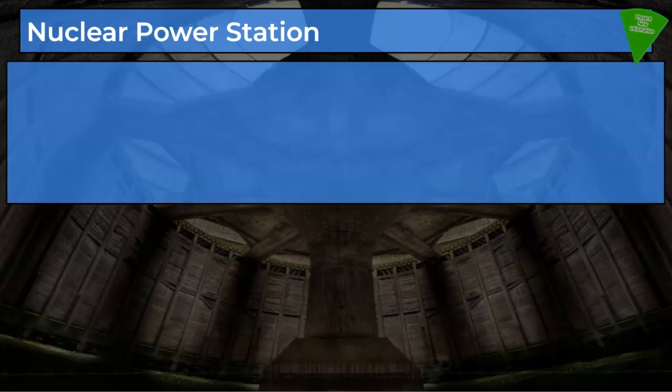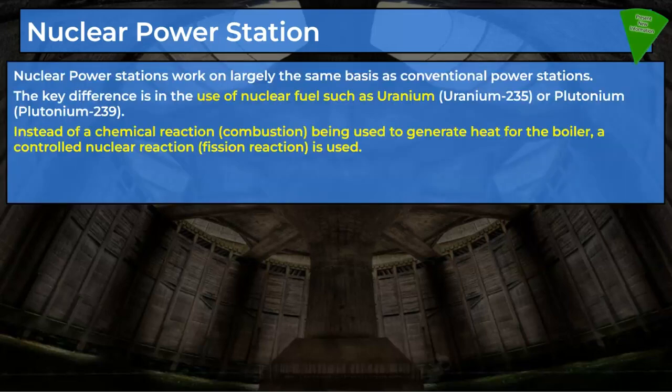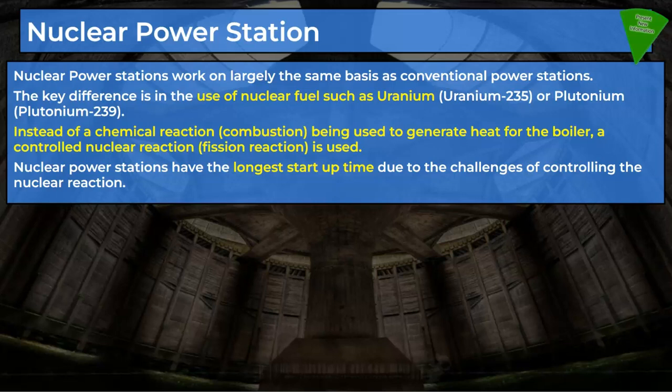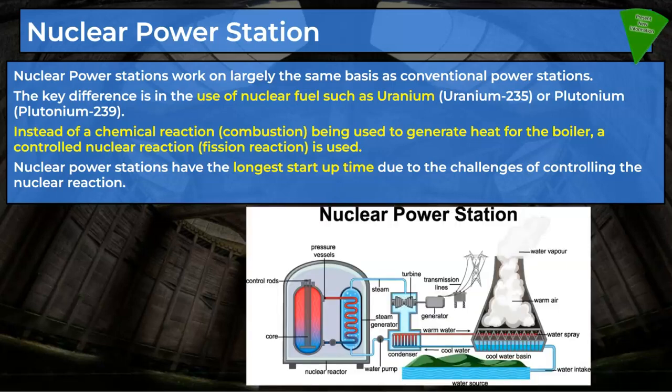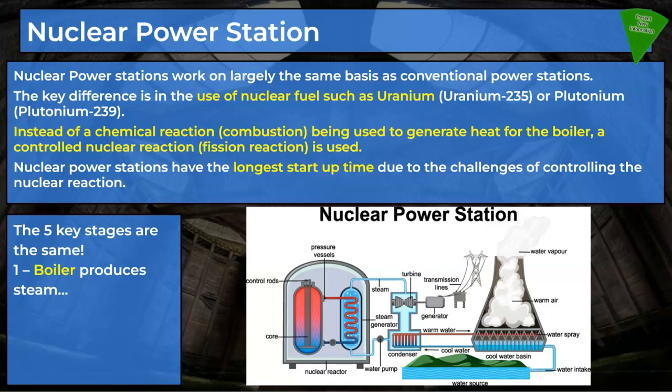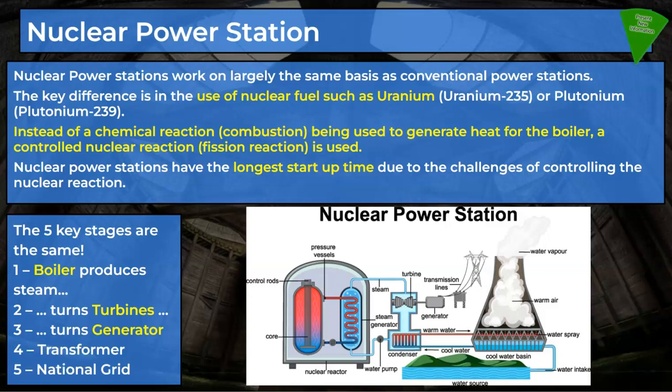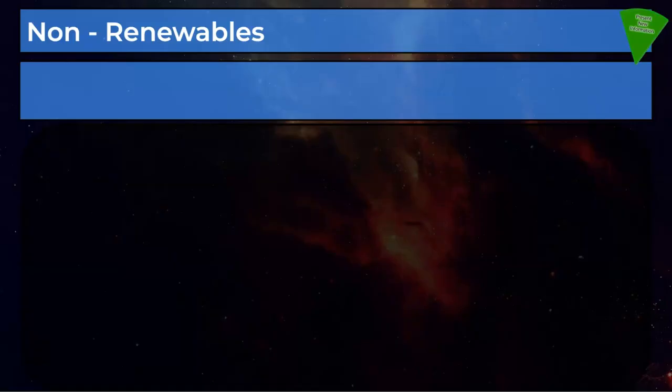Just a quick note on nuclear power stations. Nuclear power stations basically work exactly the same way apart from step 1. So instead of it being a chemical reaction, like burning combustion with coal, oil, or natural gas, we use a nuclear fuel, either uranium-235 or plutonium-239, and we undergo a nuclear reaction, specifically fission, to generate that heat. But the rest of the process is exactly the same. So we still use that heat to boil water, to produce steam, to turn the turbine, to turn the generator, then go to a transformer and the national grid. It's just the method of generating the heat which is different.